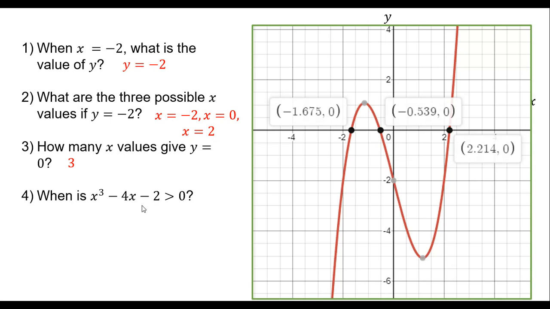So we've got between minus 1.675 and minus 0.539. So that is our first range. So we've got x is more than minus 1.675 but less than minus 0.539. And we've got when x is more than 2.214, so this point here where it crosses. Okay, so these are the points where it crosses the x-axis.